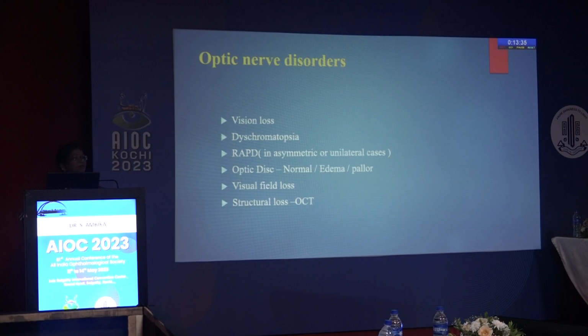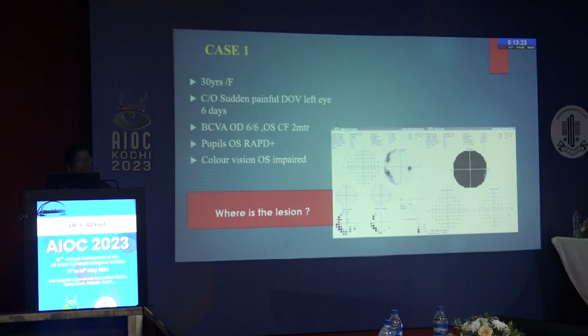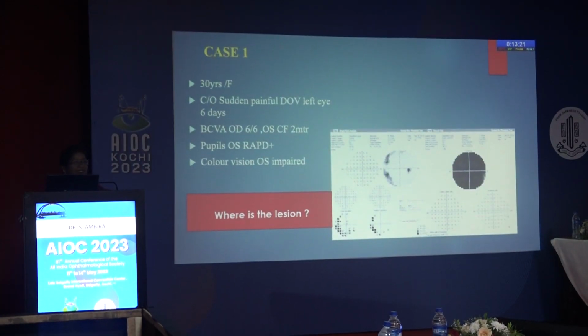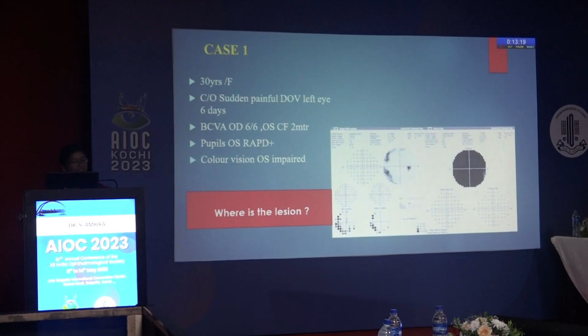All the optic nerve dysfunction tests have to be performed in any patient with vision loss, starting from vision, color vision, to pupillary examination, fundus appearance, the visual fields and the structural parameters. So let me go with a case, and if there are postgraduates, you can join in and discuss.